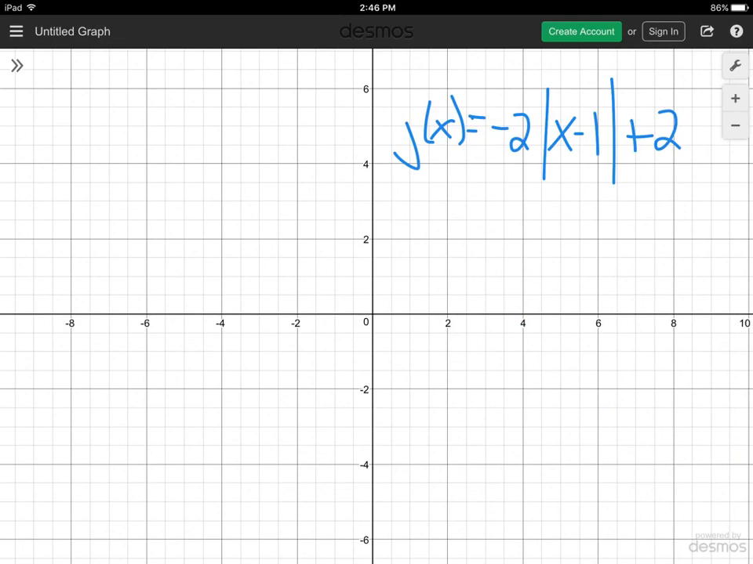Okay, so again, I'm going to start with the vertex. X minus 1 means it goes to the right 1, and then up 2, so that's where our vertex is. We have a negative a now, so it's going to be flipped upside down and have a fairly steep slope. So we're going to go down 2 over 1. And it's going to go in the same pattern on the other side.